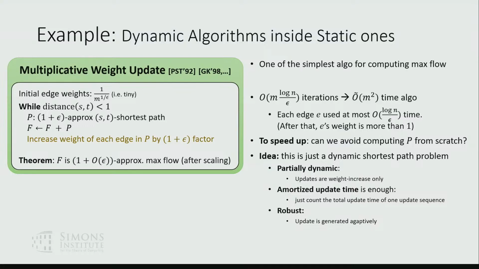And the kind of problem that we need is partially dynamic. It's partially dynamic in the sense that all this update is monotone. It's always weight increase. It's not fully dynamic. Also, you only care about amortized update time. If it has good amortized update time, this is fine because you just need to count the total update time from this single update sequence from the algorithm.